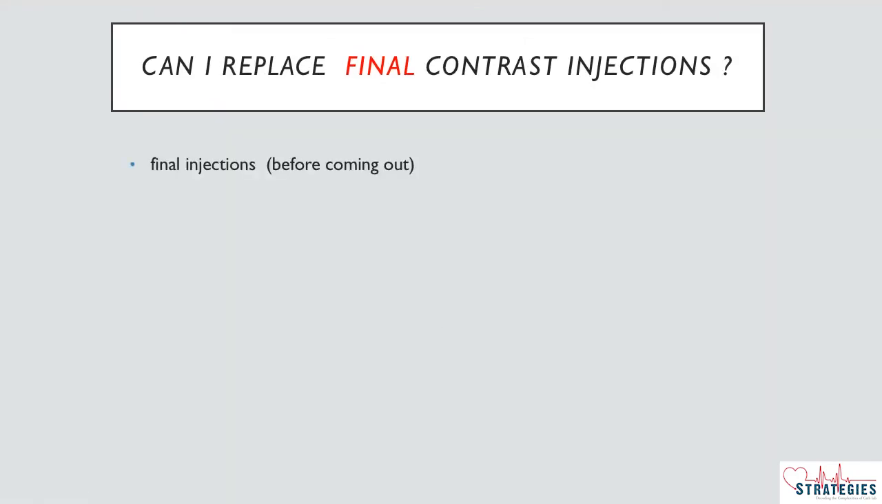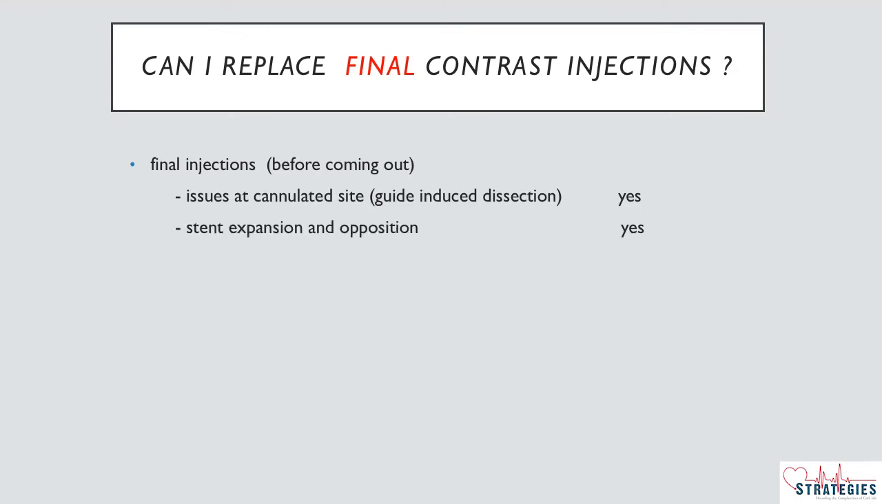Can I replace final contrast injections with IVUS? Issues at the cannulated site? Of course, yes. But your final IVUS should come up to the aorta. Whether it is the left system or the right system, your final IVUS should come up to the aorta, so that you can rule out any guide-induced dissections. For stent expansion and apposition, of course, IVUS is superior to angiography. Edge dissections, again, IVUS is superior.